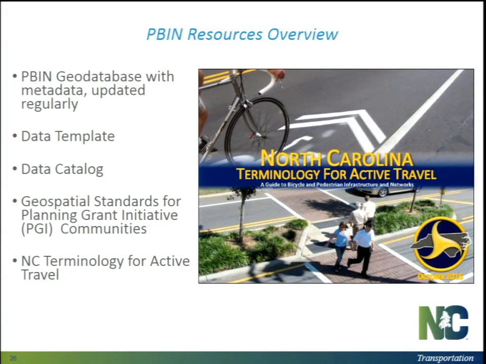We have some standards that our consultants who do our plans have to follow with our geodatabase. And then this last bullet is the NC terminology for active travel, which is this document to the right. We realized that we were not good at naming things, because the PBIN, after we had it, we realized it was very clunky, but we were kind of stuck with it. And now, after making this document called the North Carolina Terminology for Active Travel, we realized that's very wordy and clunky as well. But we're kind of stuck with it too.